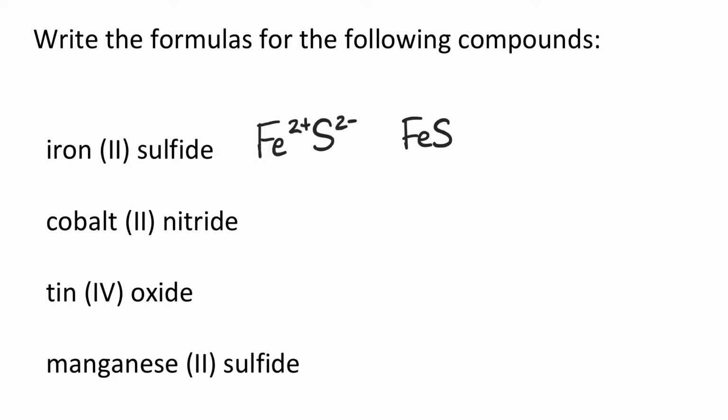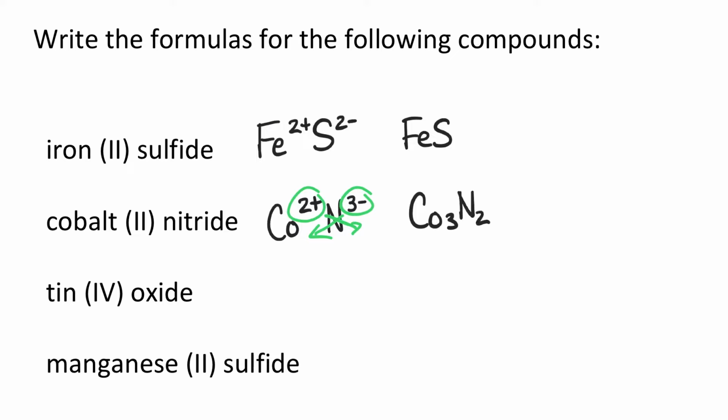For the second one, we're looking at cobalt 2 nitride. Cobalt has a symbol of Co. It's got a 2 plus charge in this compound, and nitride has a 3 minus charge. Notice that these are not balanced right now, so we're going to use the crisscross method, and that will give us a final compound of Co3N2.